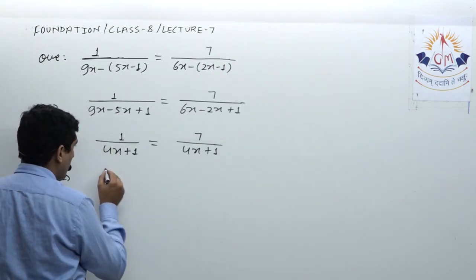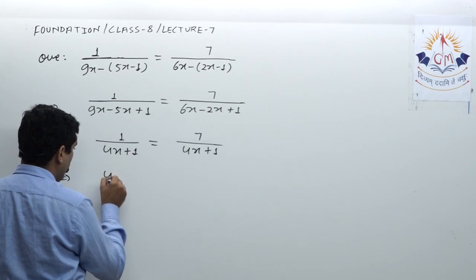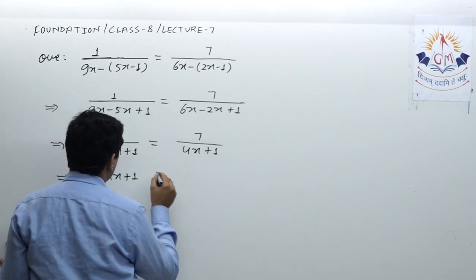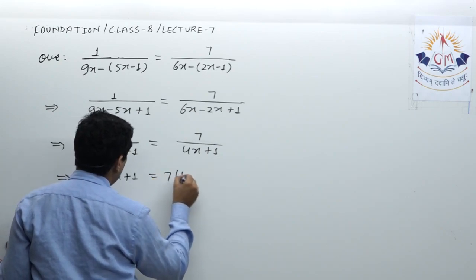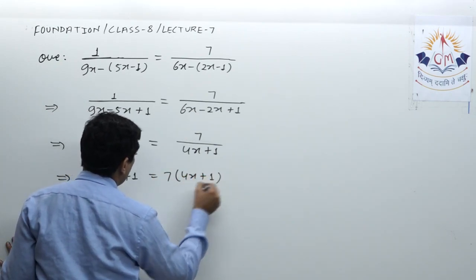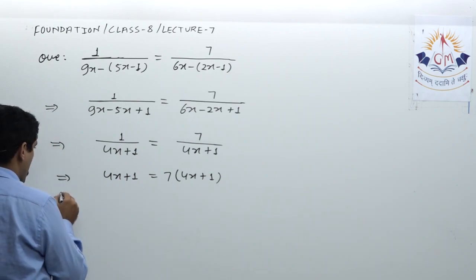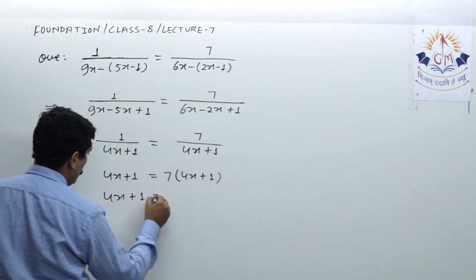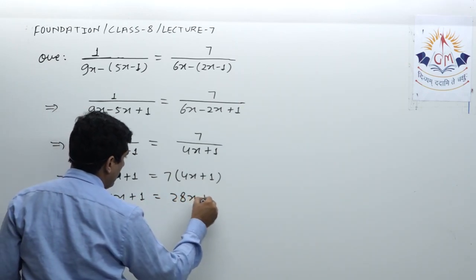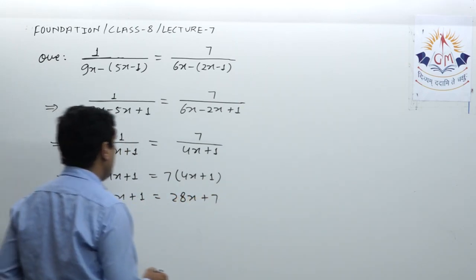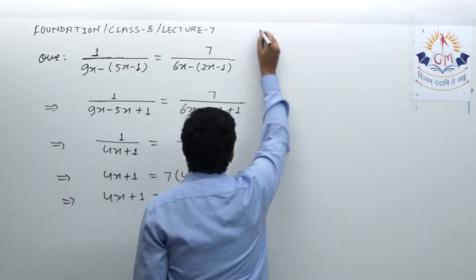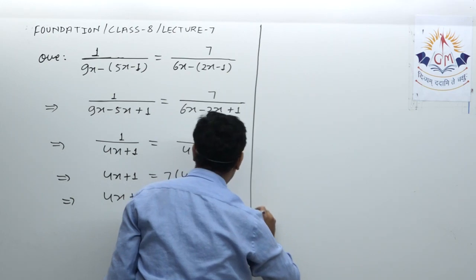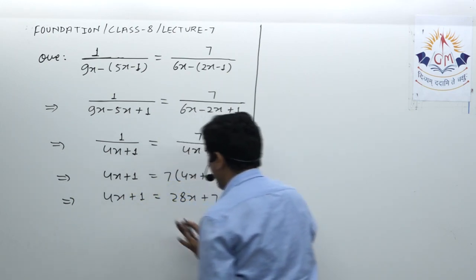Now on cross multiplication, I will get 4x plus 1 is equal to 7 into 4x plus 1. Okay, so 4x plus 1 is equal to 28x plus 7. Okay, so there is one more way to simplify this, but first we'll see our traditional method.